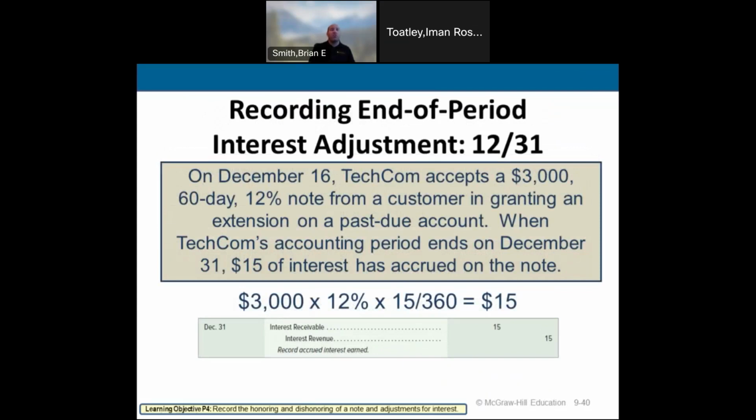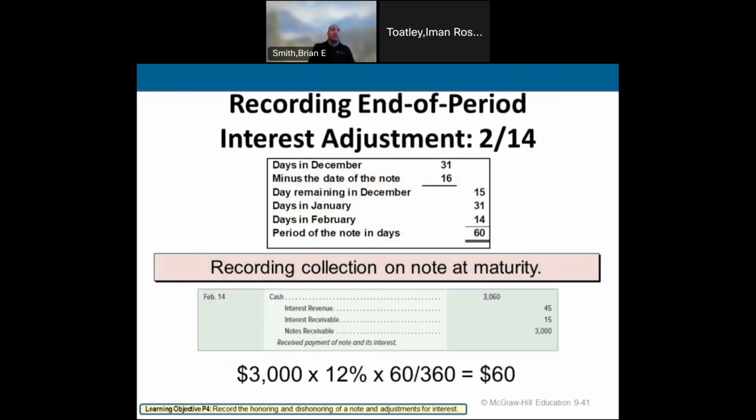Again, this is if the due date of the note extends beyond the end of the year. You have to account for the amount of interest you've accrued at the end of your accounting period. So you're going to take $15, record that in the accounting period, and then record the rest in the later months as it accrues. And then here's your adjustment. No big deal. Just kind of know that that exists.